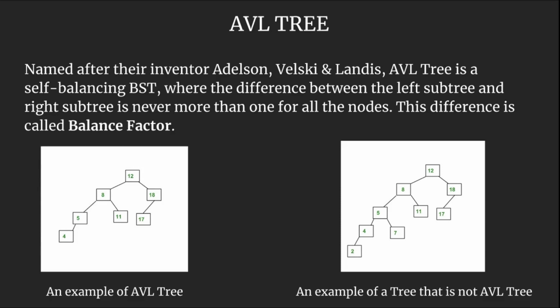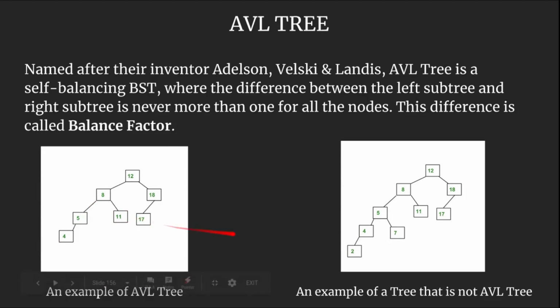So to differentiate, we can take up this example of these two different diagrams. On the left hand side, we can say that this is an AVL tree. Why? Because for any of the nodes, the height difference between the left subtree and the right subtree is never more than 1. So if we take up this example of this node, then we can say that the height difference between this left subtree and the right subtree is 1. Again, let's take this node. So this is the left subtree, this is the right subtree, and the height difference is 1, not more than 1 for sure.